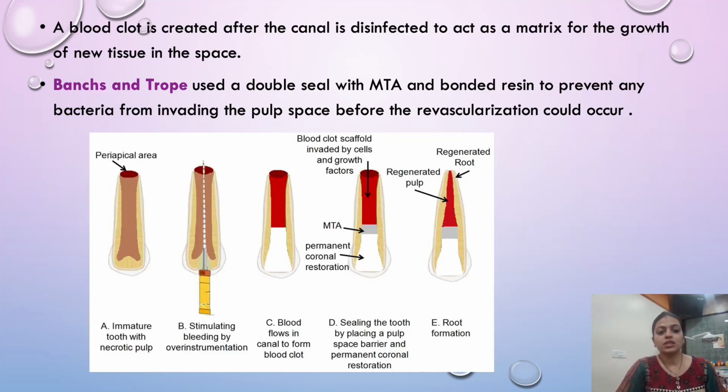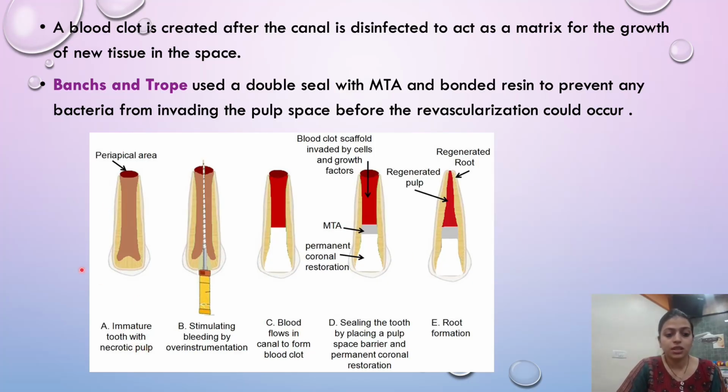Okay, so this is one diagrammatic representation. Here, see, a blood clot is created after the canal is disinfected to act as a matrix for growth of new tissues. Okay, and Banks and Trope used a double seal with MTA and bonded resin to prevent any bacteria from invading the pulp space before revascularization would take place.